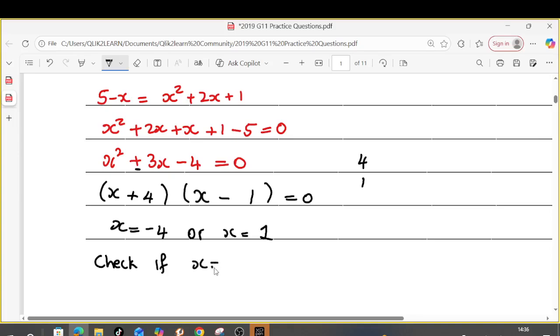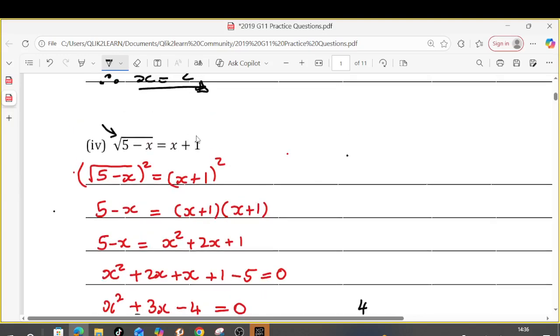If x is equal to minus 4, we need to substitute in the brackets. Let us quickly substitute, left hand side and right hand side. Where there's x, I'm going to say this is the root of 5 minus, inside the bracket I have minus 4. What is that equal to? 4 plus 5 is 9. This will give us the root of 9, which is equal to 3.